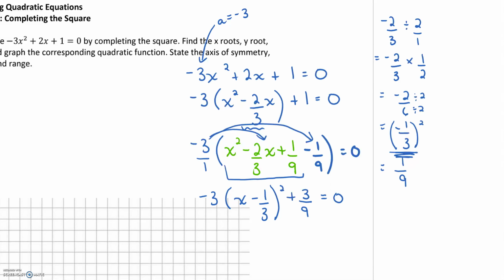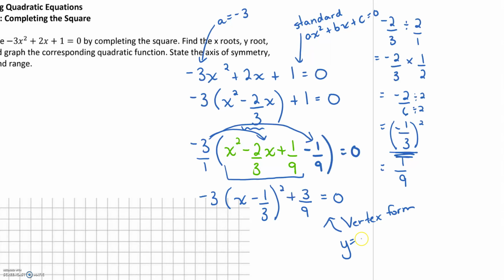So this is a crucial step. If you forget to multiply the negative 3 by negative 1 over 9, it's going to screw up this whole thing. So now that we have our perfect square, we've completed the square. From here, the whole point of completing the square is to go from standard form, which is this one. Okay, so standard form, if you guys remember, is ax squared plus bx plus c equals 0. And we want to complete the square for this to be in vertex form.